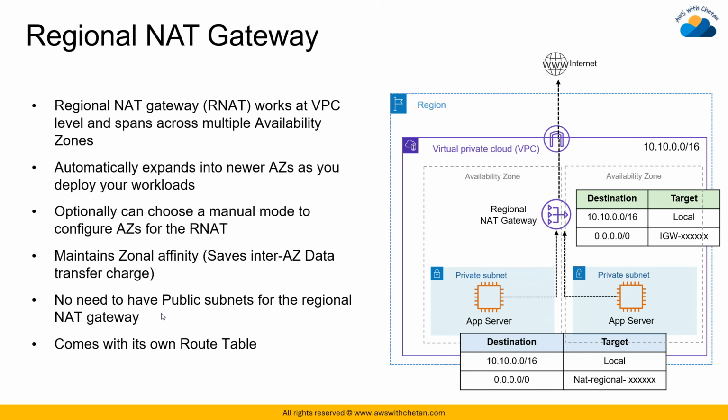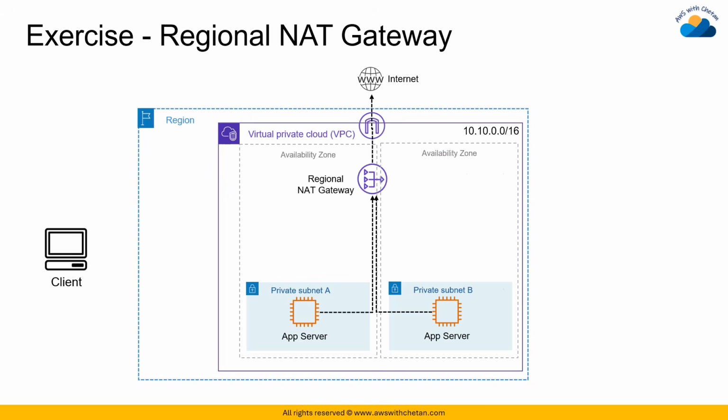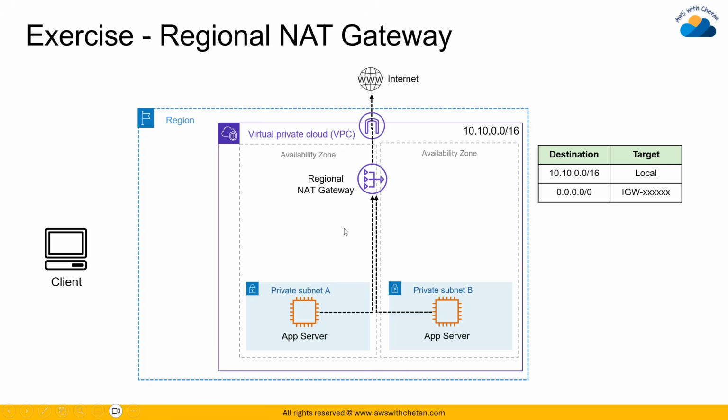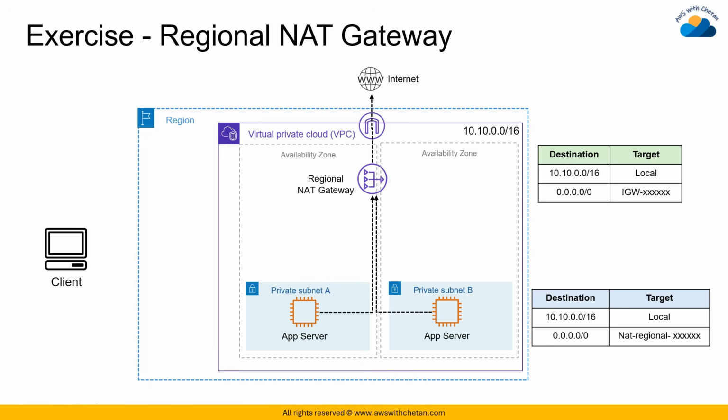So our architecture for this exercise will be something like this. We will have two private subnets in which we will have two sample application servers, and then we will create a Regional NAT Gateway and we'll update the route table so that traffic from this private subnet to the internet goes through this Regional NAT Gateway.